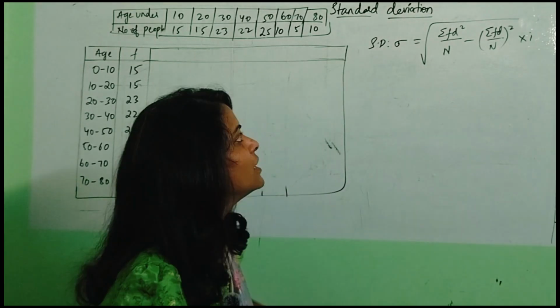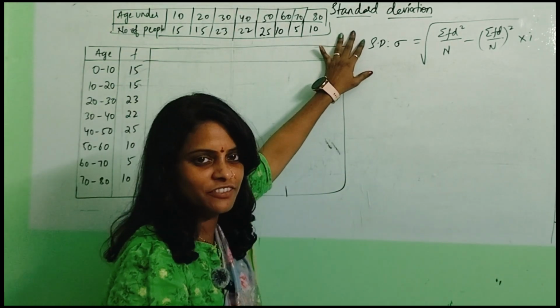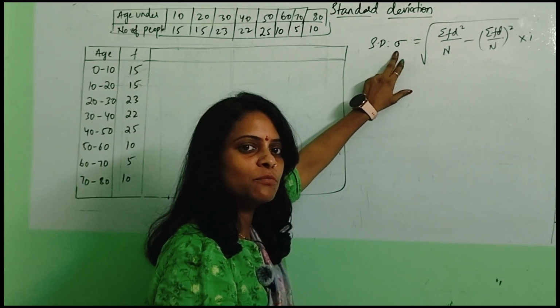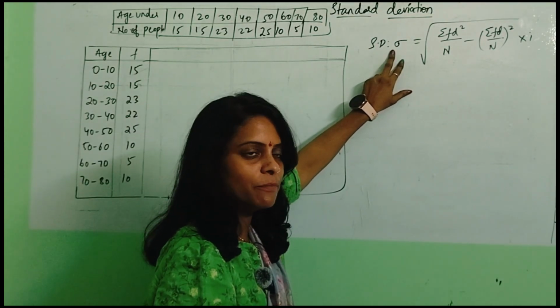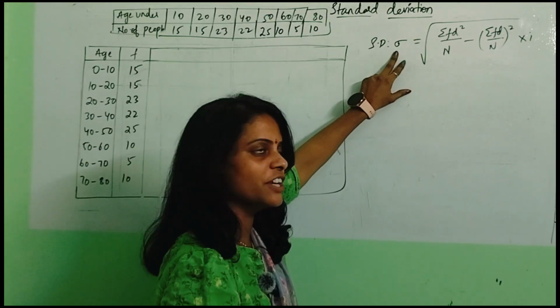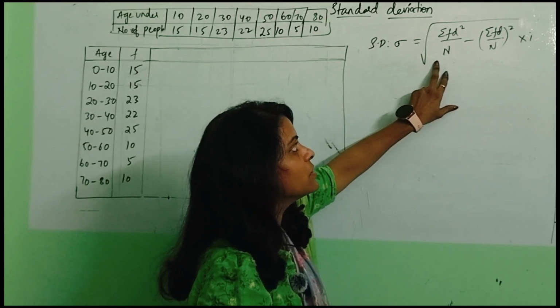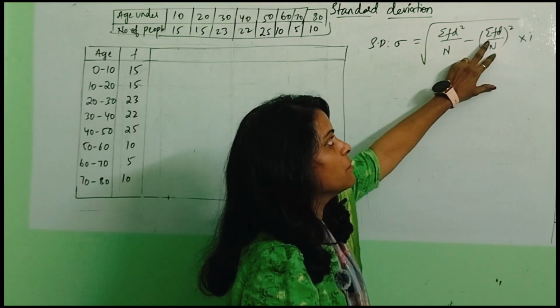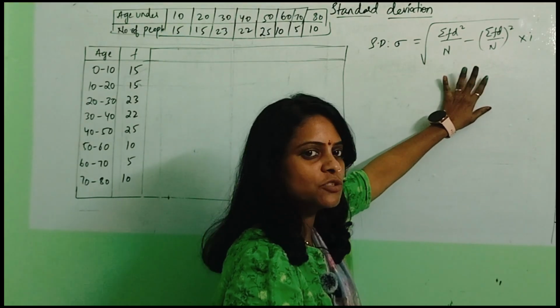So in this video, we will learn how to calculate standard deviation. What is that? This is represented by the symbol sigma. Sigma represents standard deviation. So what is sigma? Sigma equals the square root of summation fd square by n minus (summation of fd by n) whole square, into I.